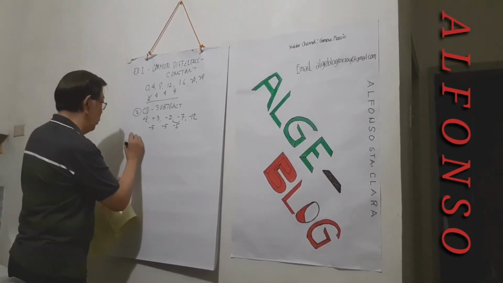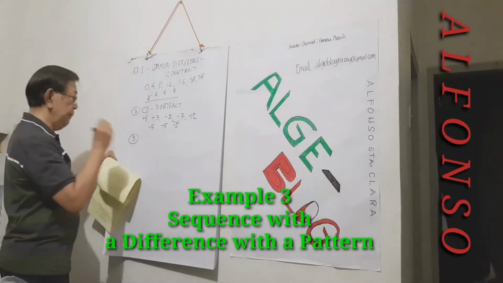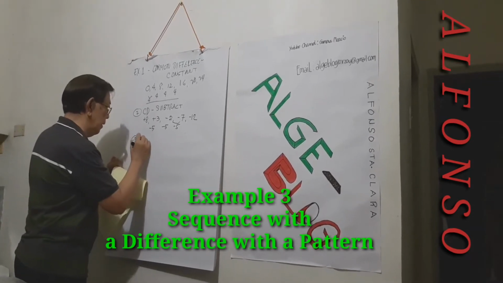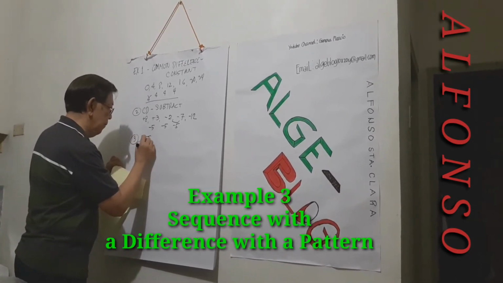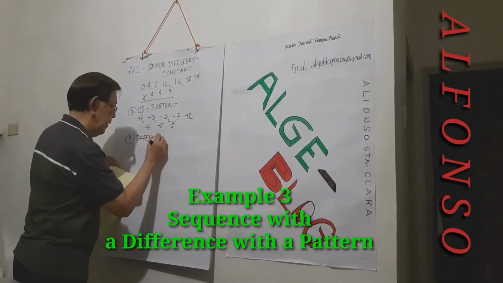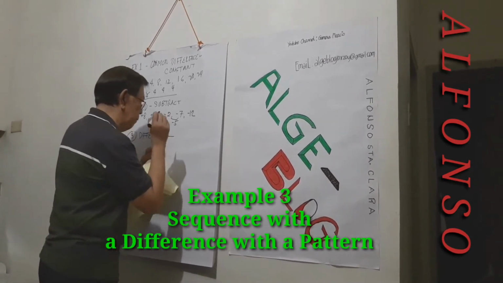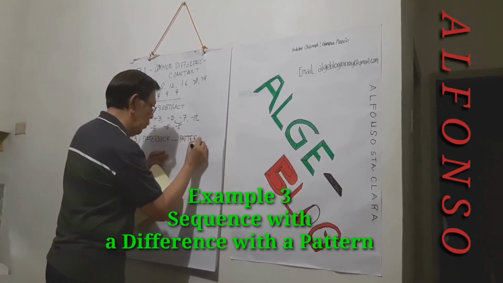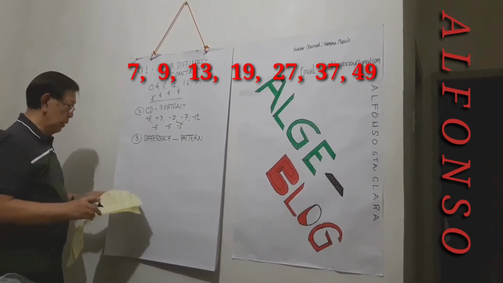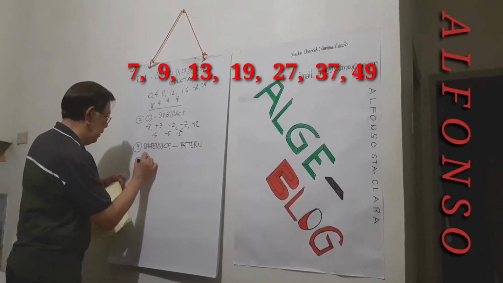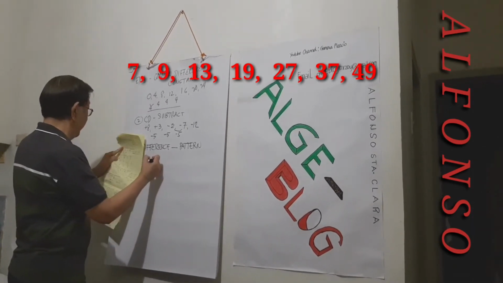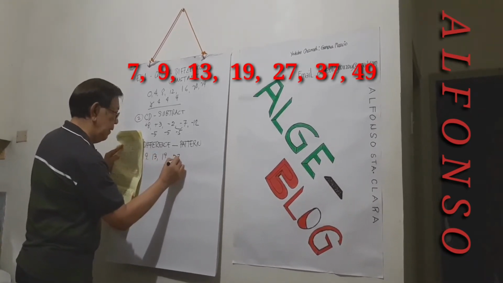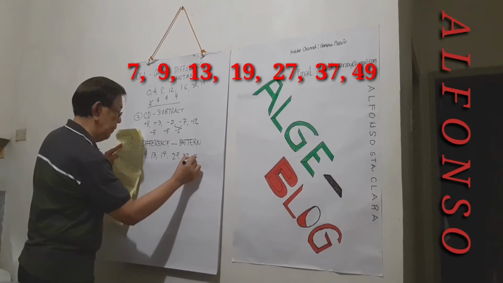So now we go to a difference. We cannot call it common because it is not constant. So we just call it difference. But this time, we have to know if there is a pattern in order to know if this is a series. Okay, so we have a set of numbers: 7, 9, 11, 13, 19, 27, 37, and 49.